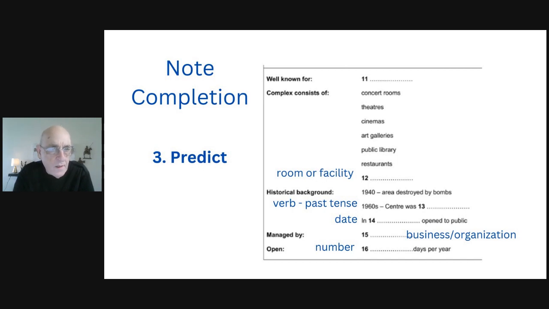Then you have some historical background, and it's very important to be aware of these dates. You have 1940 and then 1960s. And then you see that the center was, and then you have question 13. And you know that this is going to be a verb, and it's going to be in the past tense. So just write that little note beside there. Your clue that it's in past tense is the word was.